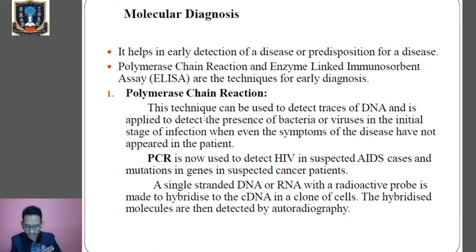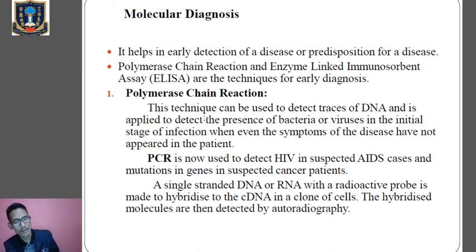This technique can be used to detect traces of DNA and is applied to detect the presence of bacteria or viruses in the initial stage of infection. At the beginning stage of infection, we can detect the presence of bacteria or viruses in the body with the help of PCR, even when the symptoms of the disease are not visible in an individual. PCR is mainly used to detect HIV in suspected AIDS cases, and to detect mutations or changes in the genes or DNA in cancer patients.